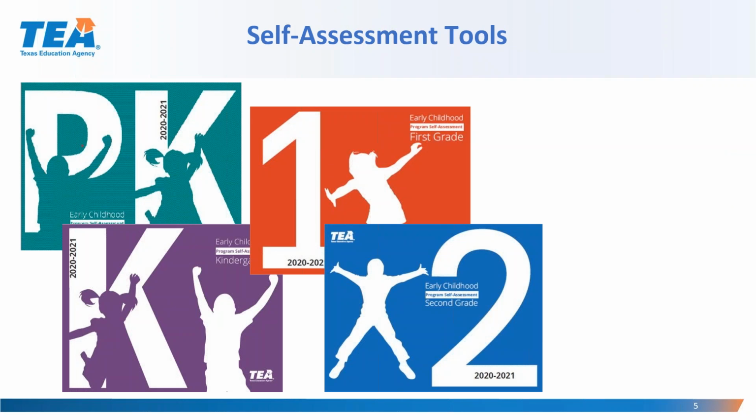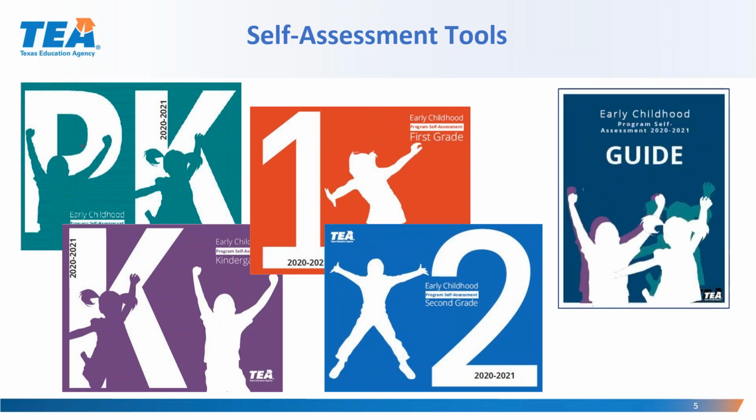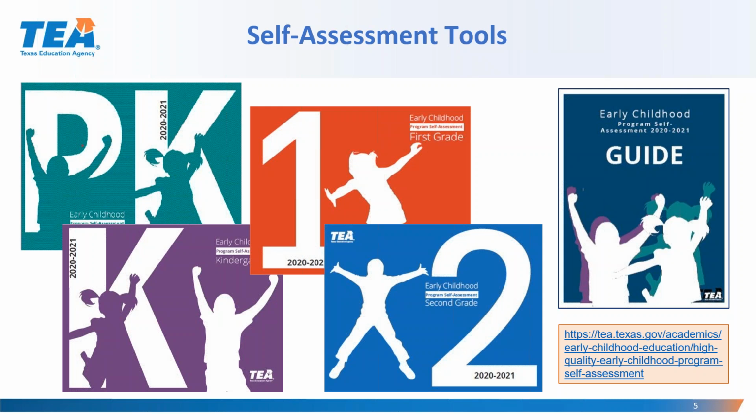Here are the current 4 versions of the Early Childhood Program Self-Assessment. There's one for pre-K, there's one for K, and both of those are posted on the TEA website. There is also one for 1st and 2nd grade that will be posted very soon. There is also a guide, which we will discuss in further detail later in this presentation. And then finally on this slide, we have a link to all these important documents. Information in this presentation covers all of the documents that you see here on this slide.